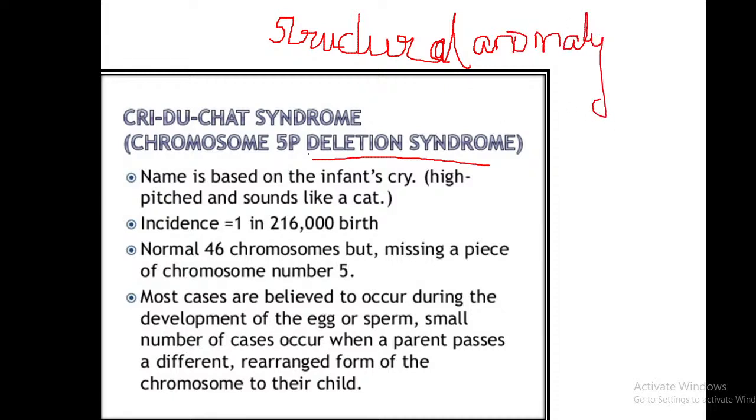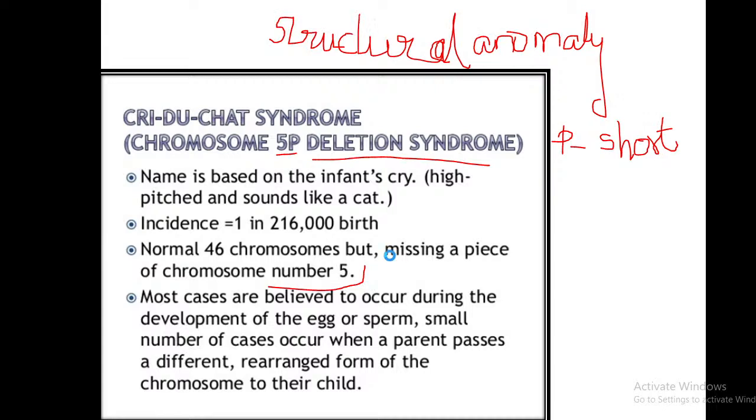Structural anomaly, that means 5p. What does P mean? Short arm. P means the short arm of the chromosome. Just remember what was taught yesterday. P means short arm, Q means long arm of the chromosome. So if the P region, the short arm of the 5th chromosome, is broken off, that is, in chromosome number 5, if there is a missing piece, that will result in Cri-du-chat syndrome.